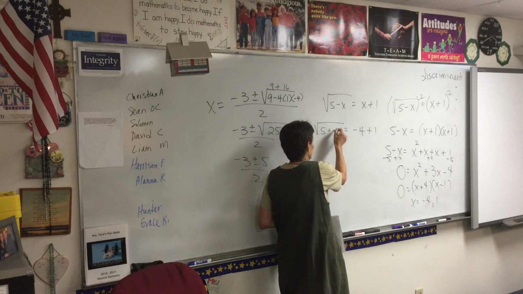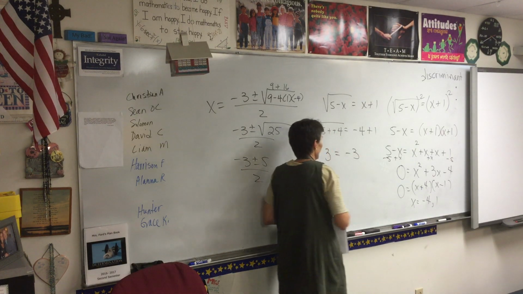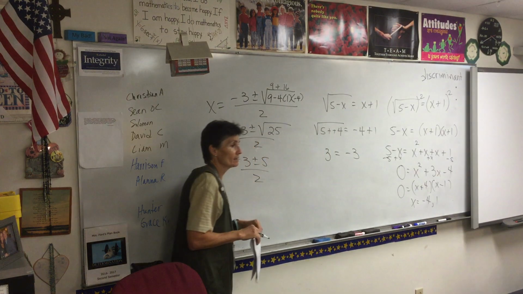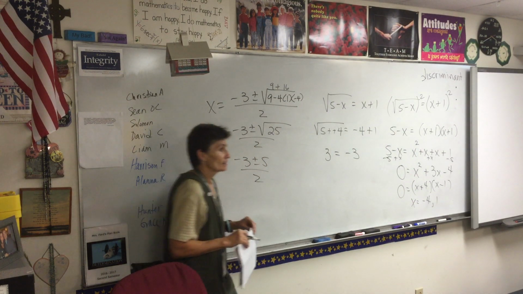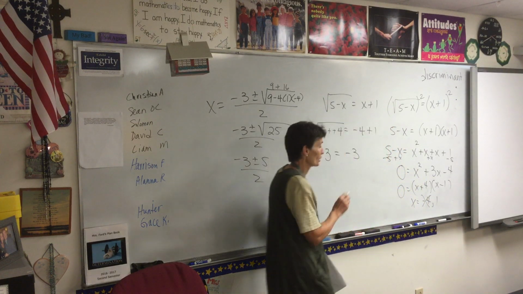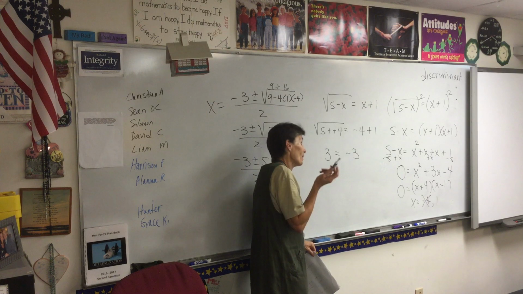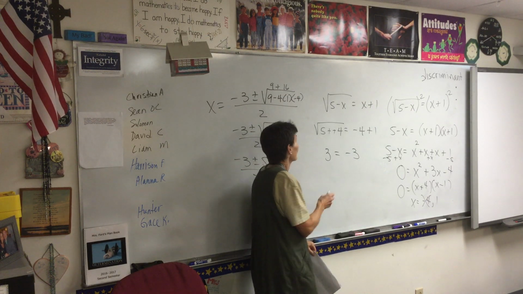9. Square root of 9 is 3. Uh-oh. Wait a minute. Did it not work? That's an extraneous, so I crossed that one off. Now don't say no solution, because I still have one more to check. If it doesn't work, then it will be no solution, but I have to check it first.